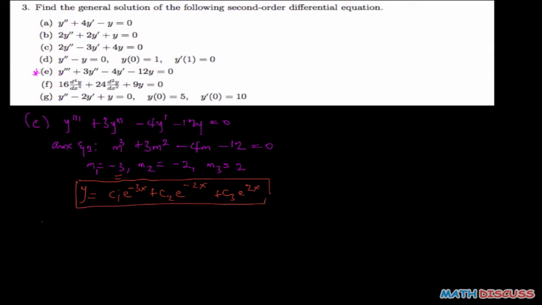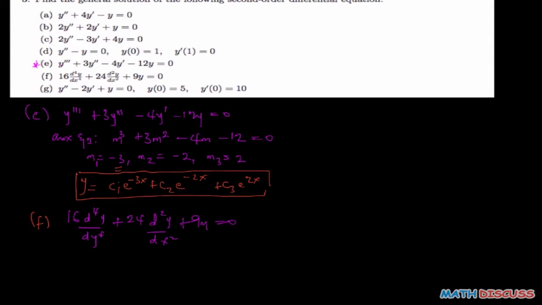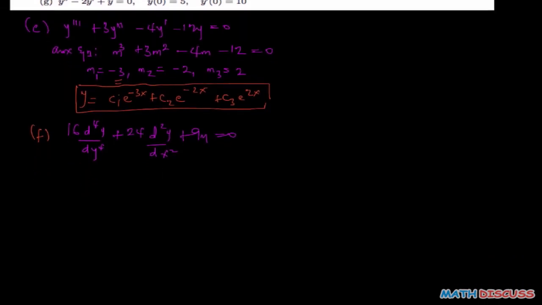Now we go to the next one, which is f. For part f, it says we should solve that same one, but then you observe that, let me write that clearly. What we have is 16 times the fourth derivative of y, y4, plus 24 times the second derivative of y, plus 9y equals 0. So this is what we really have. We want to solve this.